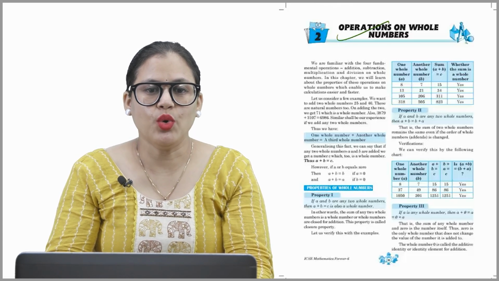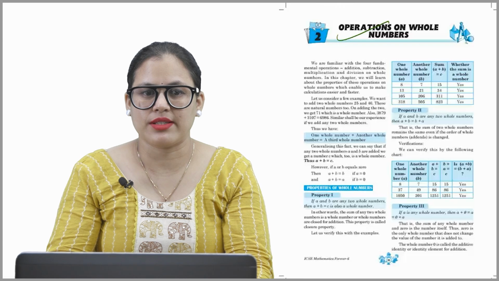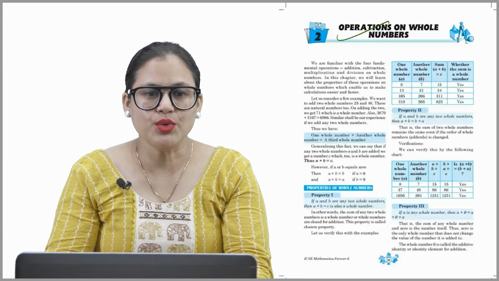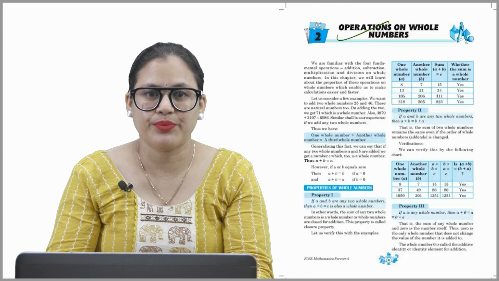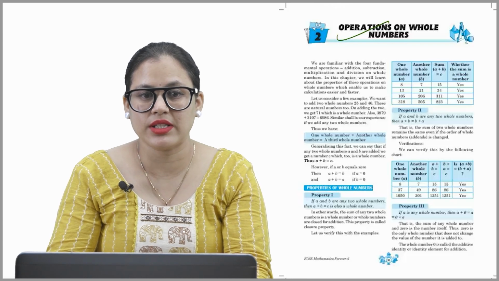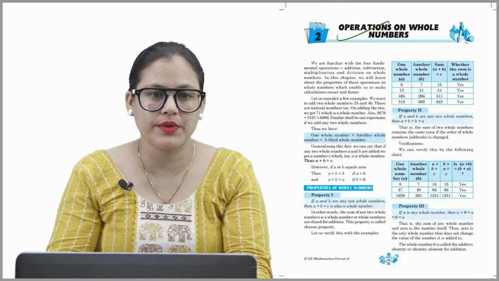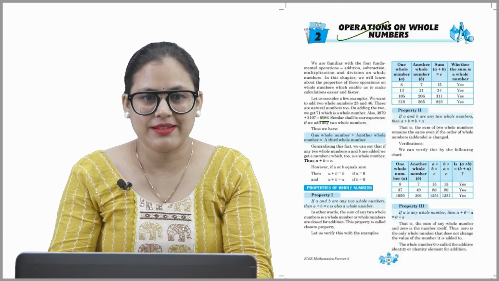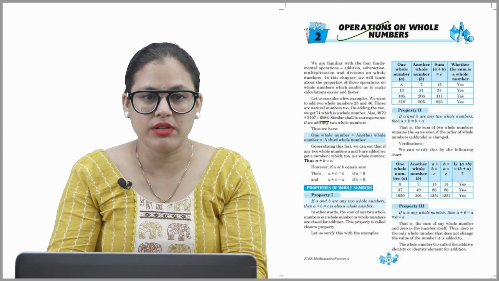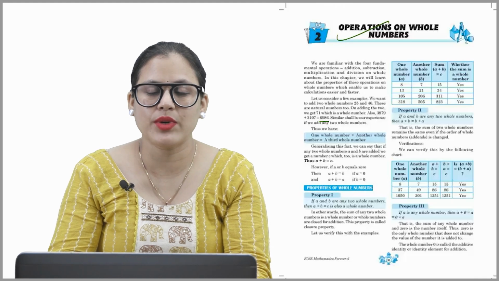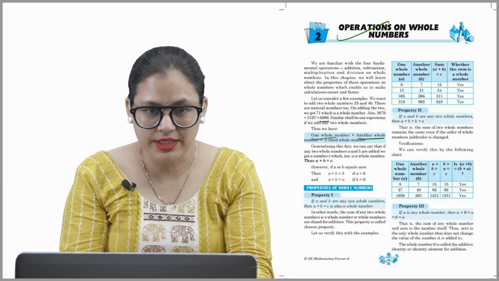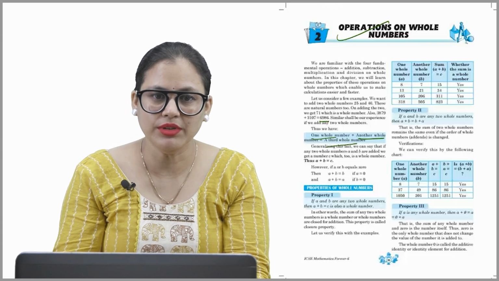We want to add two whole numbers, 25 and 46. These are natural numbers too. On adding the two, we get 71, which is a whole number. Also, 3879 plus 3107 is equal to what? 6986. Similar shall be our experience if we add any two whole numbers. Thus, one whole number plus another whole number is equal to a third whole number, right?